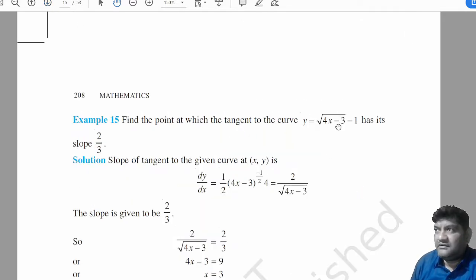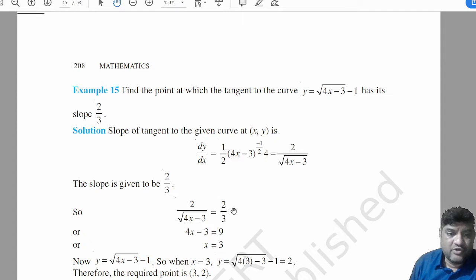Very simple question here. Find the point at which the tangent has its slope. Not very difficult. You just need to differentiate, and dy by dx will give me the slope. That is all. So when you differentiate, you get the slope. Now, if you have doubts with respect to differentiation, you need to figure it out. Probably you can solve some questions and then make sure that you're thorough with differentiation.